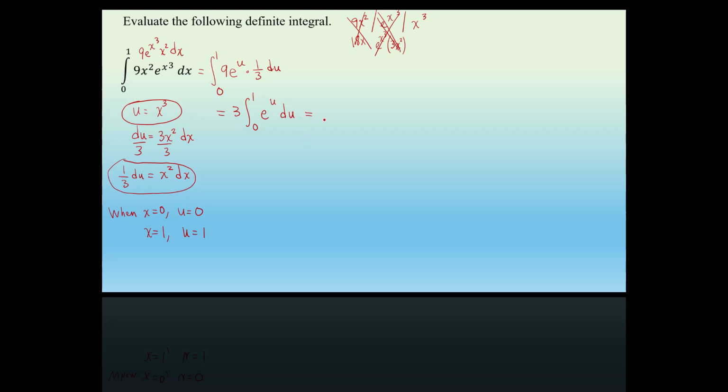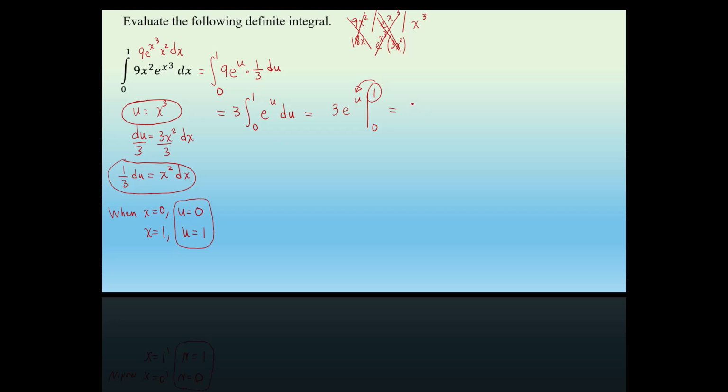Antiderivative rule, well, it's e, so its rule is it's himself. So we end up with 3 times e to the u, evaluated from 0 to 1. We'll plug the 1 in first. Remember, I went ahead and changed my limits of integration in terms of u, so I can go ahead and plug directly into the u.